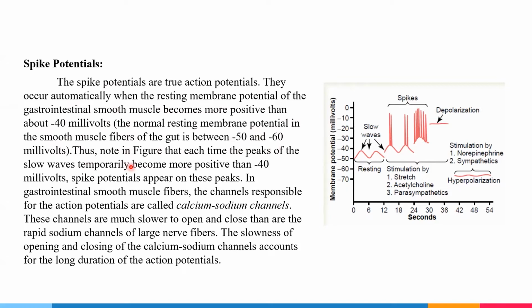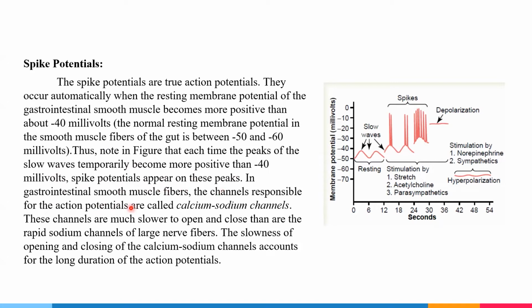Thus, note in the figure that each time the peaks of the slow waves temporarily become more positive than minus 40 millivolts, that is right here, spike potentials appear on these peaks.